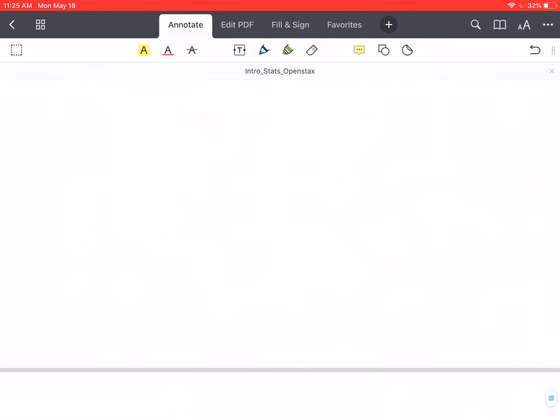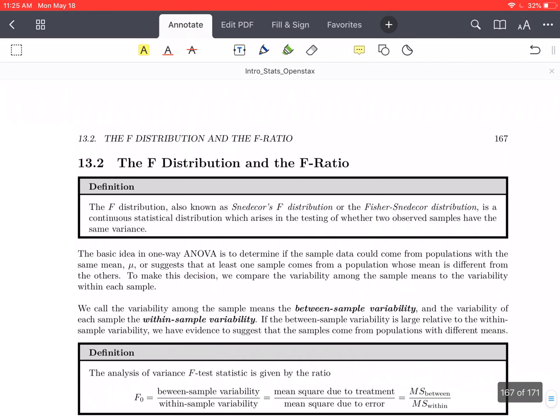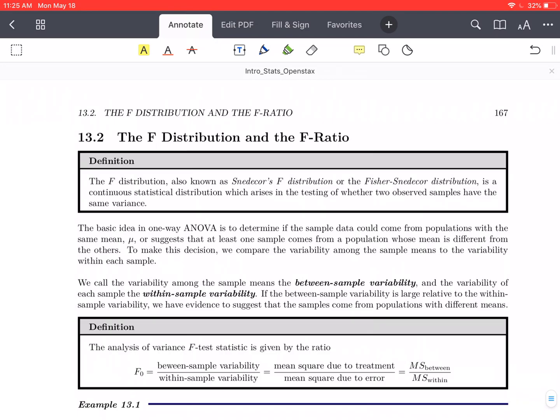So let's go ahead and look at the F distribution. This is how we're going to be working with ANOVA. The F distribution, also known as Snedecor's F distribution or Fisher's distribution, Fisher is where the F comes from, is a continuous statistical distribution which arises in the testing of whether two observed samples have the same variance. So the idea in one-way ANOVA is to determine if the sample data could come from populations with the same mean or suggest that at least one comes from a population whose mean is different.